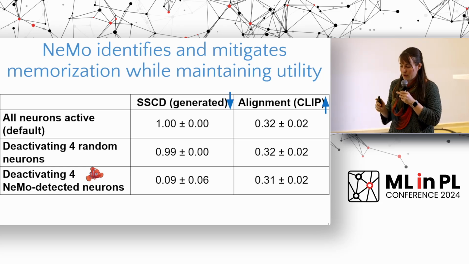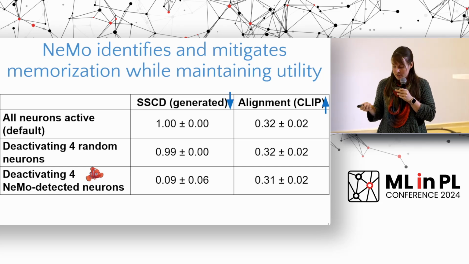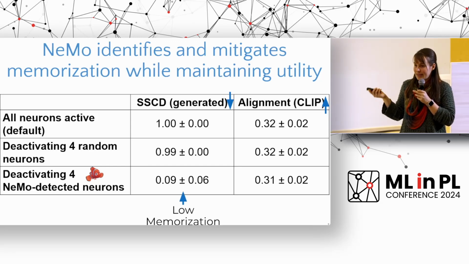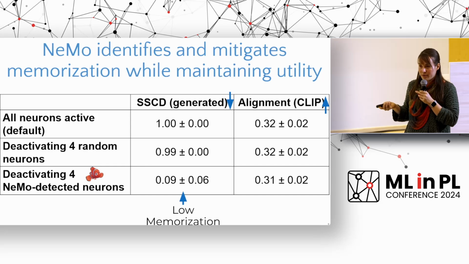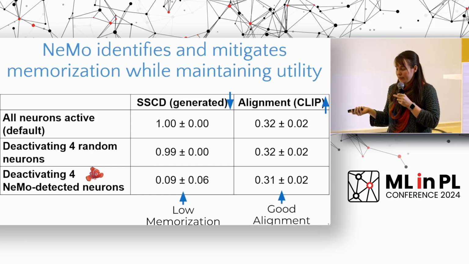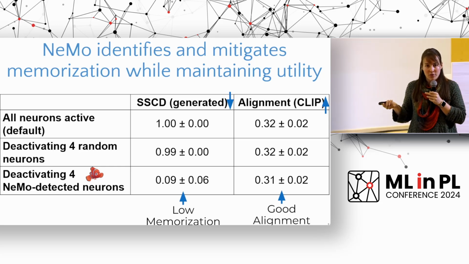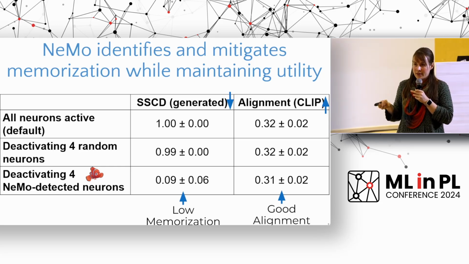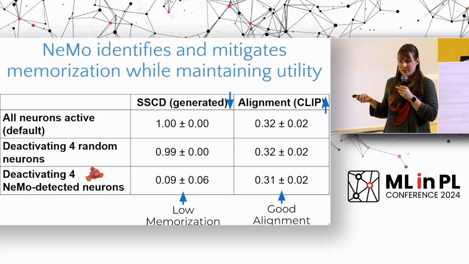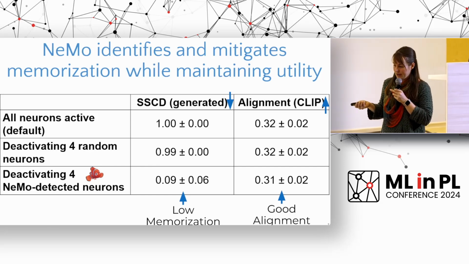If we switch off the random neurons, what we see is that memorization is hardly affected. It stays nearly 1, whereas for NeMo, memorization goes down nearly to 0. And looking at the alignment, while we switch out the NeMo neurons, we still get a very good alignment in our generated images. So we can say that basically the performance is not very much affected.